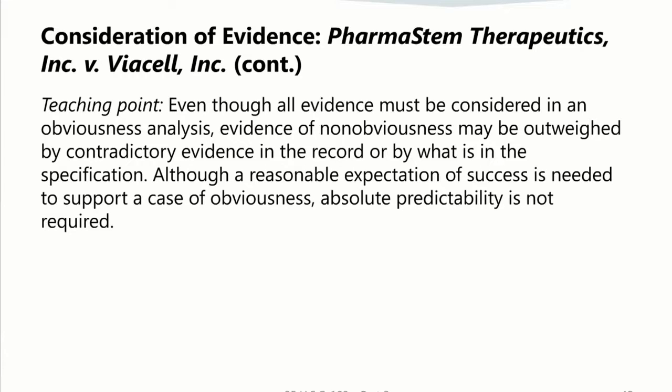The lesson here is that all evidence must be considered when considering obviousness. Evidence of non-obviousness may be outweighed by contradictory evidence in the record or by what is in the specification. Although a reasonable expectation of success is needed to support a case of obviousness, absolute predictability is not required.